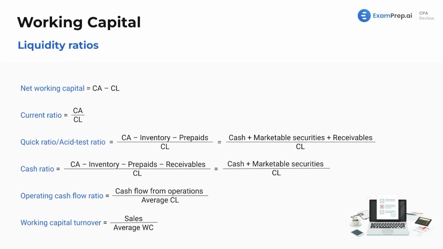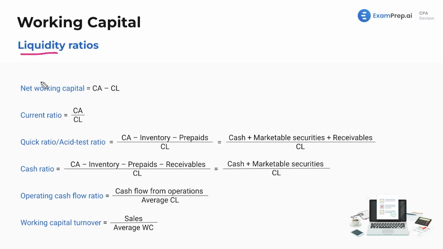Moving on to liquidity ratios. What are these? Well, what is liquidity? How liquid are you as a company, as an entity? How quickly can you turn your assets into cash, right? Or how quickly can you pay down your debts, right? These will be tied in with solvency ratios.